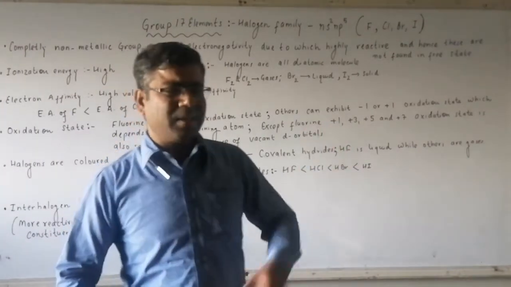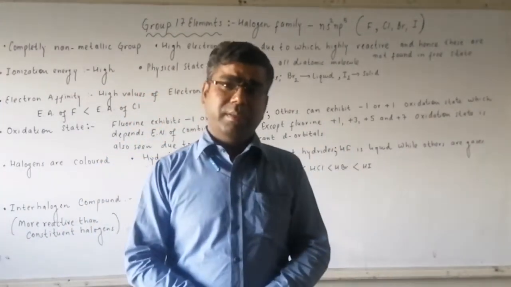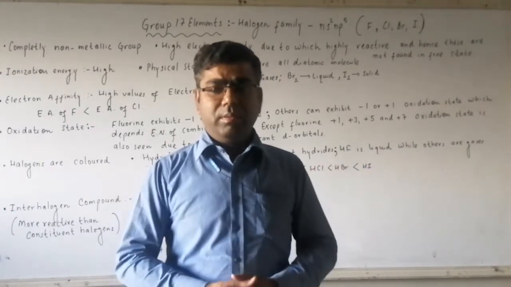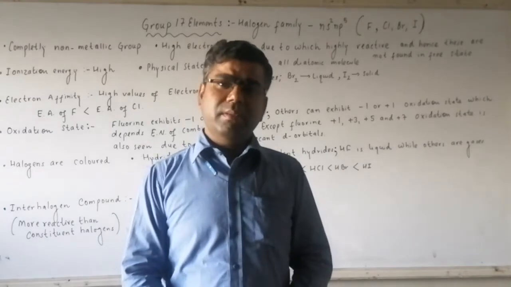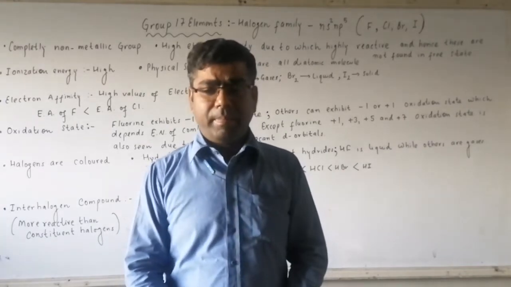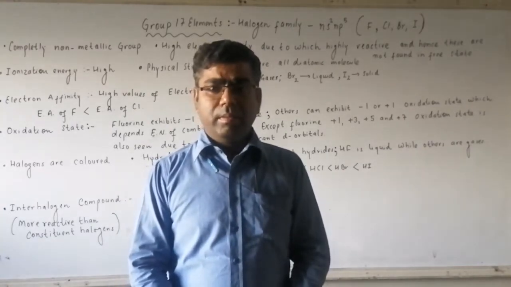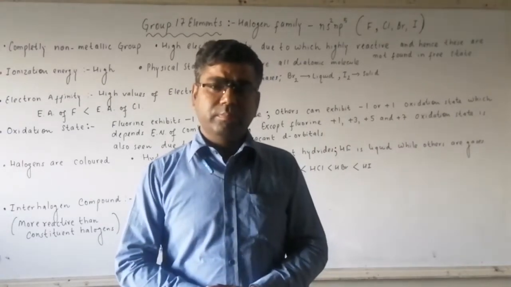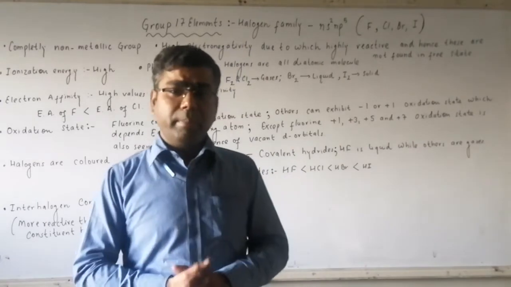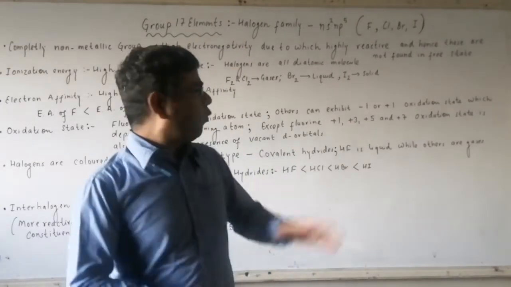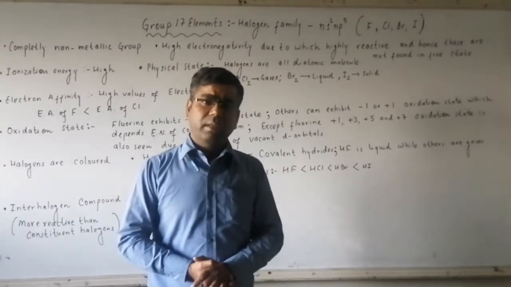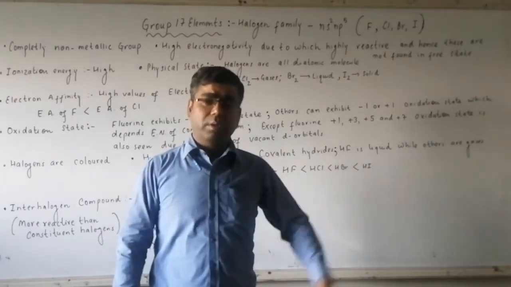Fluorine cannot expand its octet because vacant d orbitals are not there. There are a few other properties also, but that is not important here. While for the others, the d subshell is possible, so they can expand their octet. They can form more than one bond.